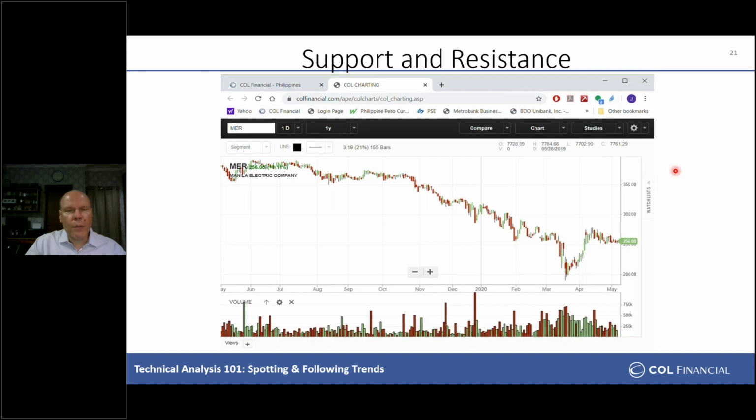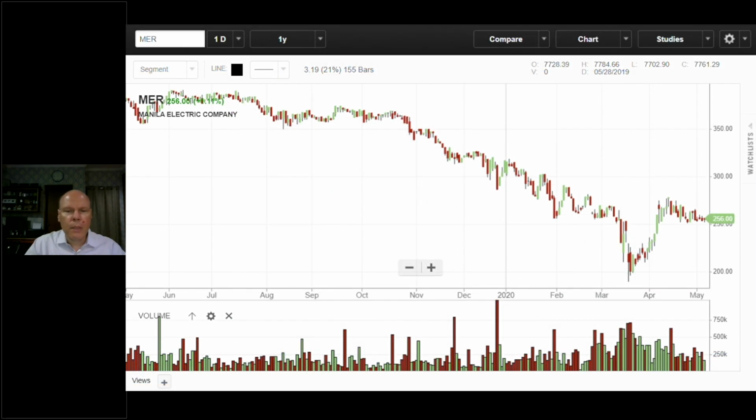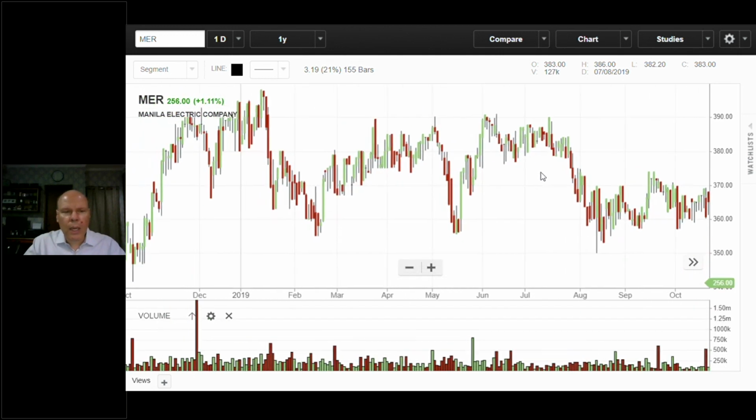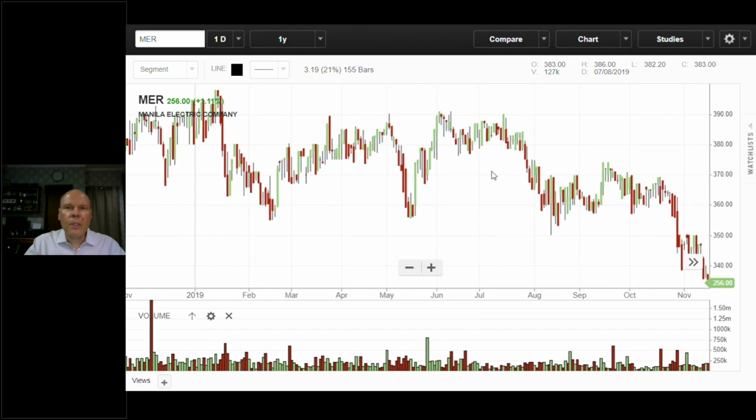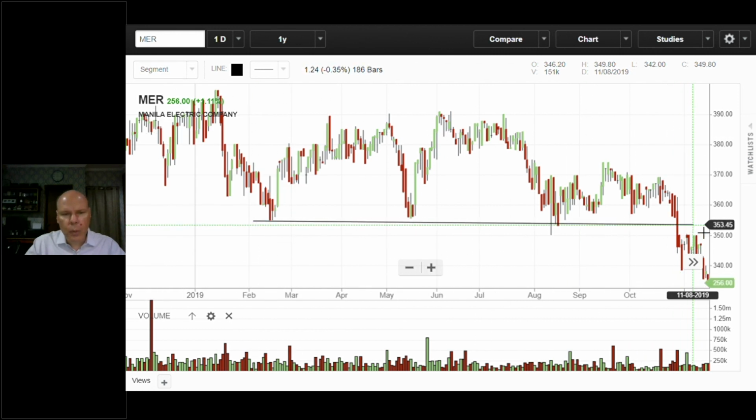Now, let's try to give you an avenue of how to understand that degree of support and resistance. So let's go back to our charting app here, and let's just have a look at this. I have Meralco being shown over here. Now, here's a good sense of support. You can see the three lows that we've been seeing in this area seem to be containing the areas of support quite well. Let's just draw a line here just so you can see what that support looks like.